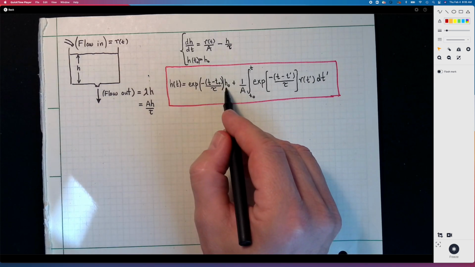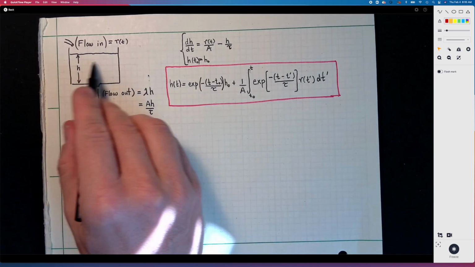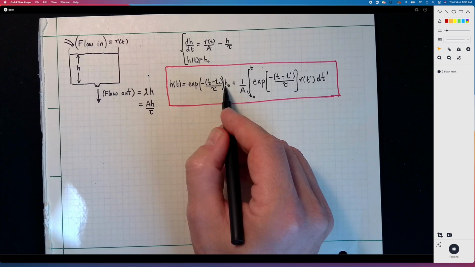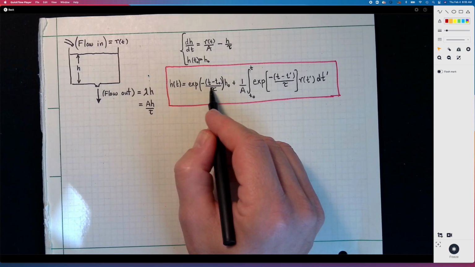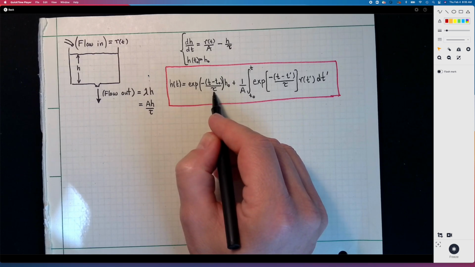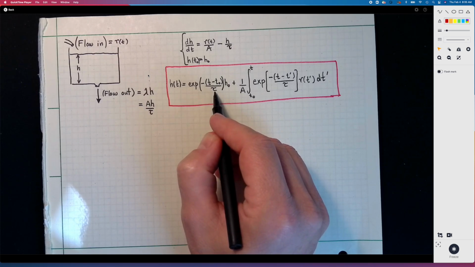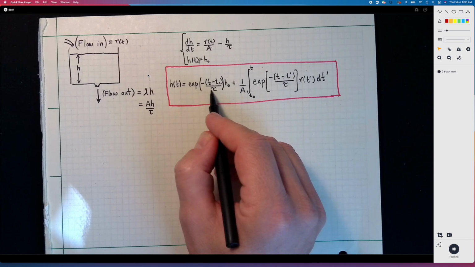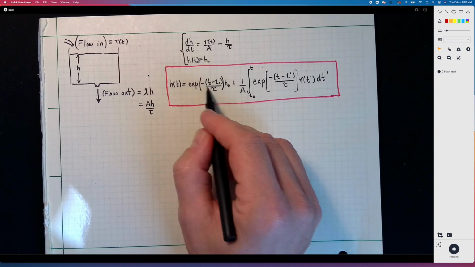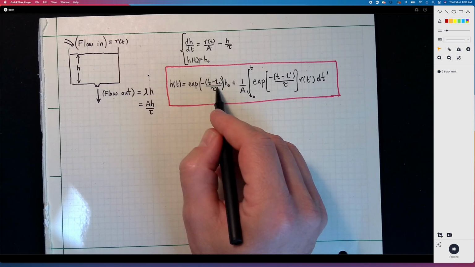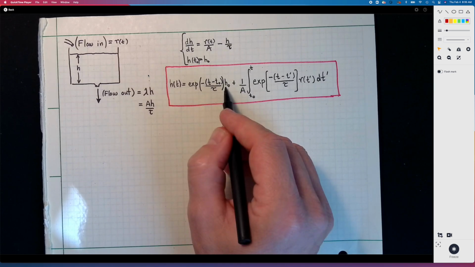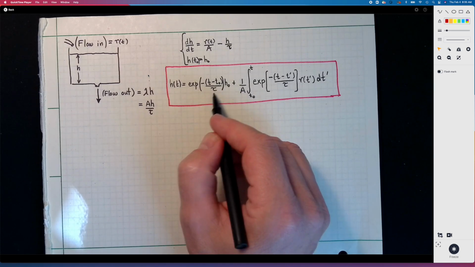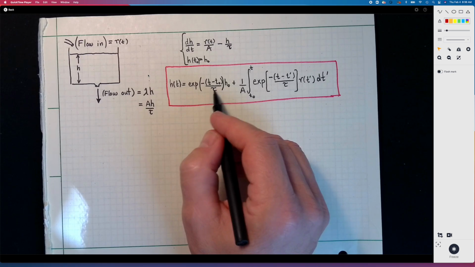And you can see that the initial water level in the tank decays exponentially with time, and the time scale for this decay is tau. So if tau is a very small number, then the exponent in the exponential term is going to have a very large magnitude. With the minus sign, that will make it decay very quickly. And so the influence of the initial condition will decay away rapidly if tau is small.